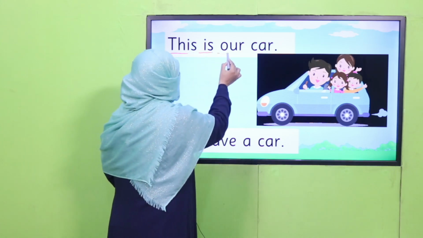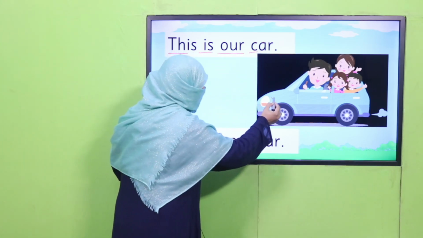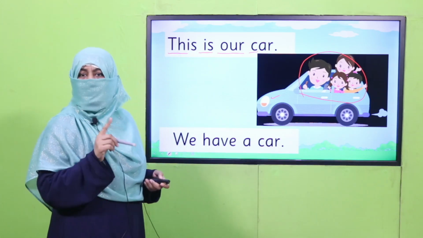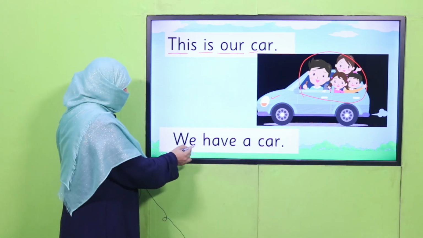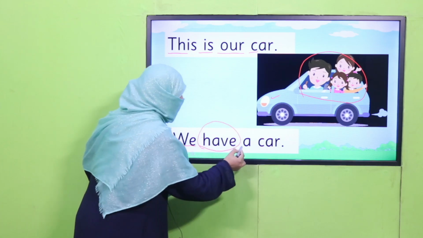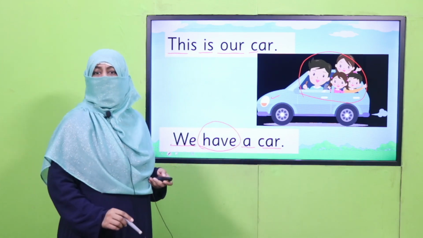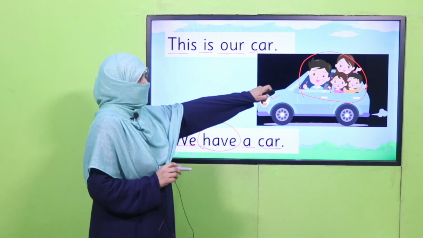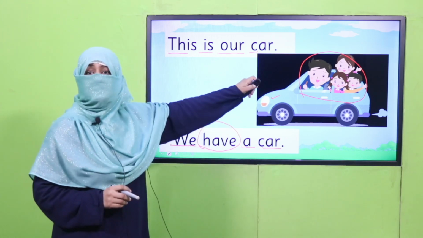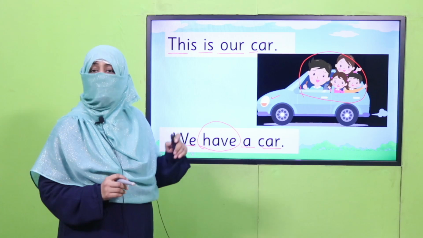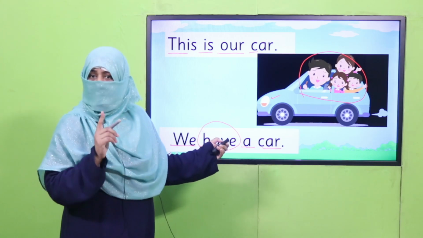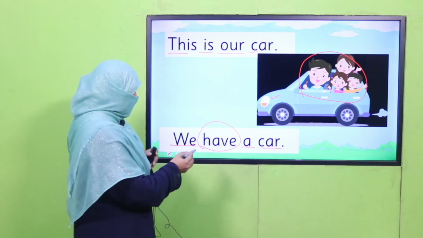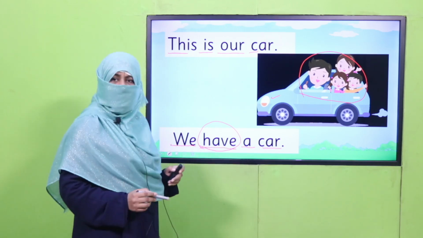Okay, I'm going to show you another example. This is our car. Like this car is ours. All right. This is one way to tell it. And the other way, we have a car. In present, we are telling we have a car. Means this car belongs to us. This is our car. This belongs to us. We own this car. Are you getting it? So this is how we use these words has and have.